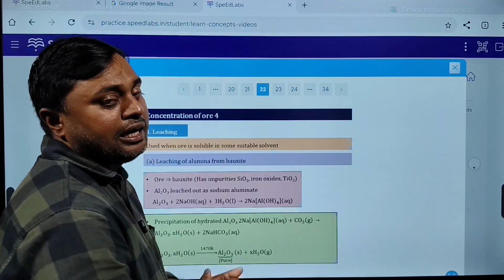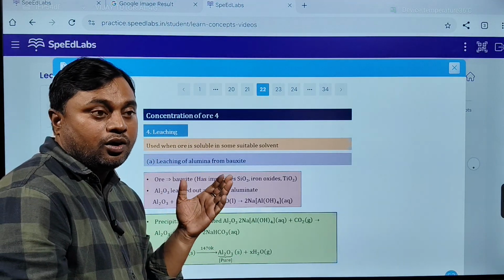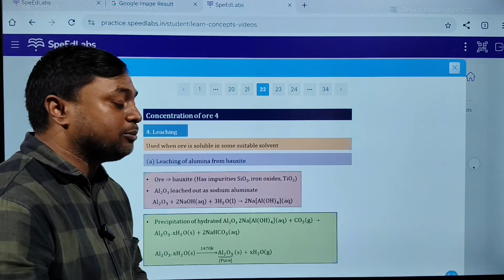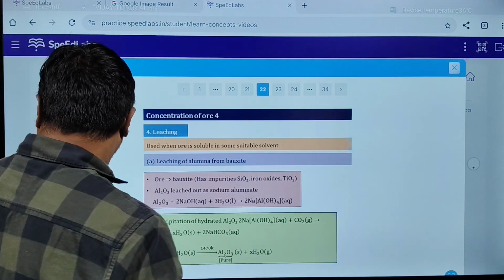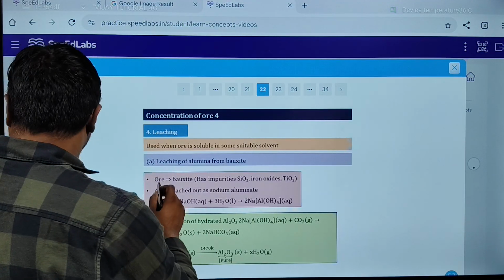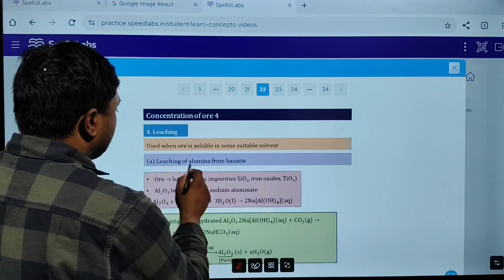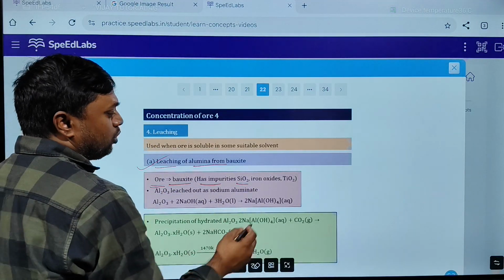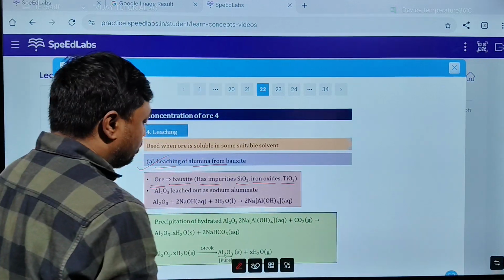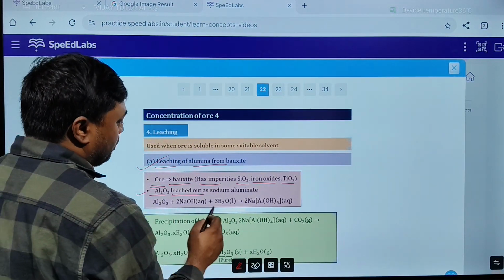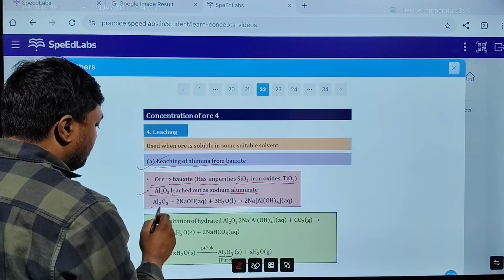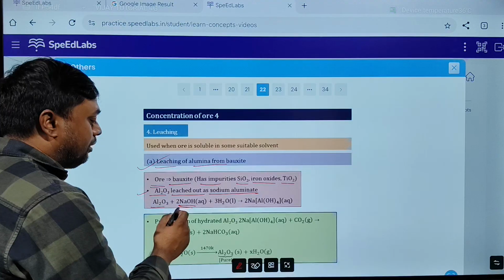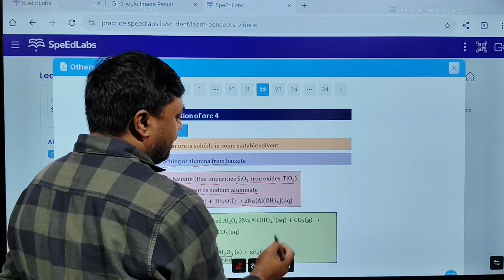Now leaching, which we use for the concentration of bauxite ore. It is used when the ore is soluble in some suitable solvent like sodium hydroxide. Here you can see the leaching of aluminum from the bauxite. The ore, bauxite, has impurities which are SiO2, iron oxide and titanium oxide. Al2O3 is leached out as sodium aluminate. How? Whenever we dissolve in sodium hydroxide, only the ore dissolves, not the impurities. So Al2O3 dissolves and forms sodium aluminate.